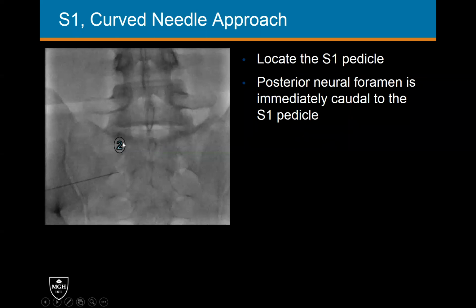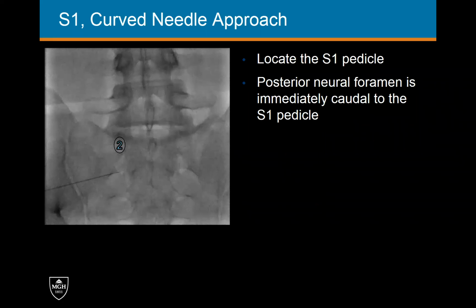So number 2 is the S1 pedicle, and the neuroforamen, I don't know if you can hallucinate it, is immediately caudal to that. Next time you look at sacral or pelvic radiographs, look for that lucent oval that's immediately caudal to the pedicle, and that's where you're going to target for your neuroforamen. And again, most of our patients are older, are extremely osteopenic, and you can't see it.